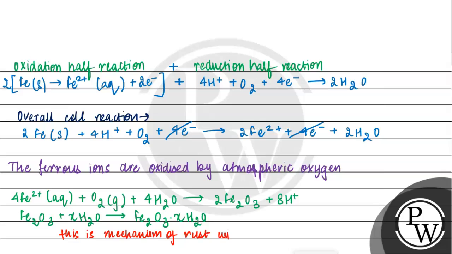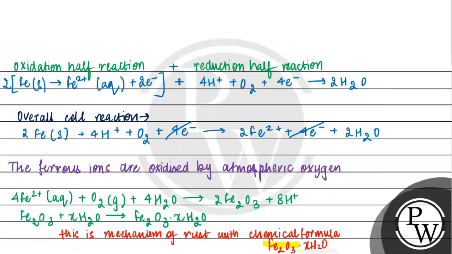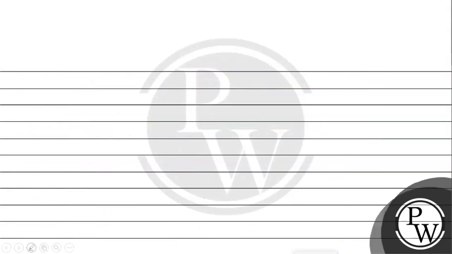Rust का chemical formula हमने अभी derive किया: Fe2O3 with X moles of water of crystallization. So this is the chemical formula for rust. We all know that. I'm moving on to the next part of the question.